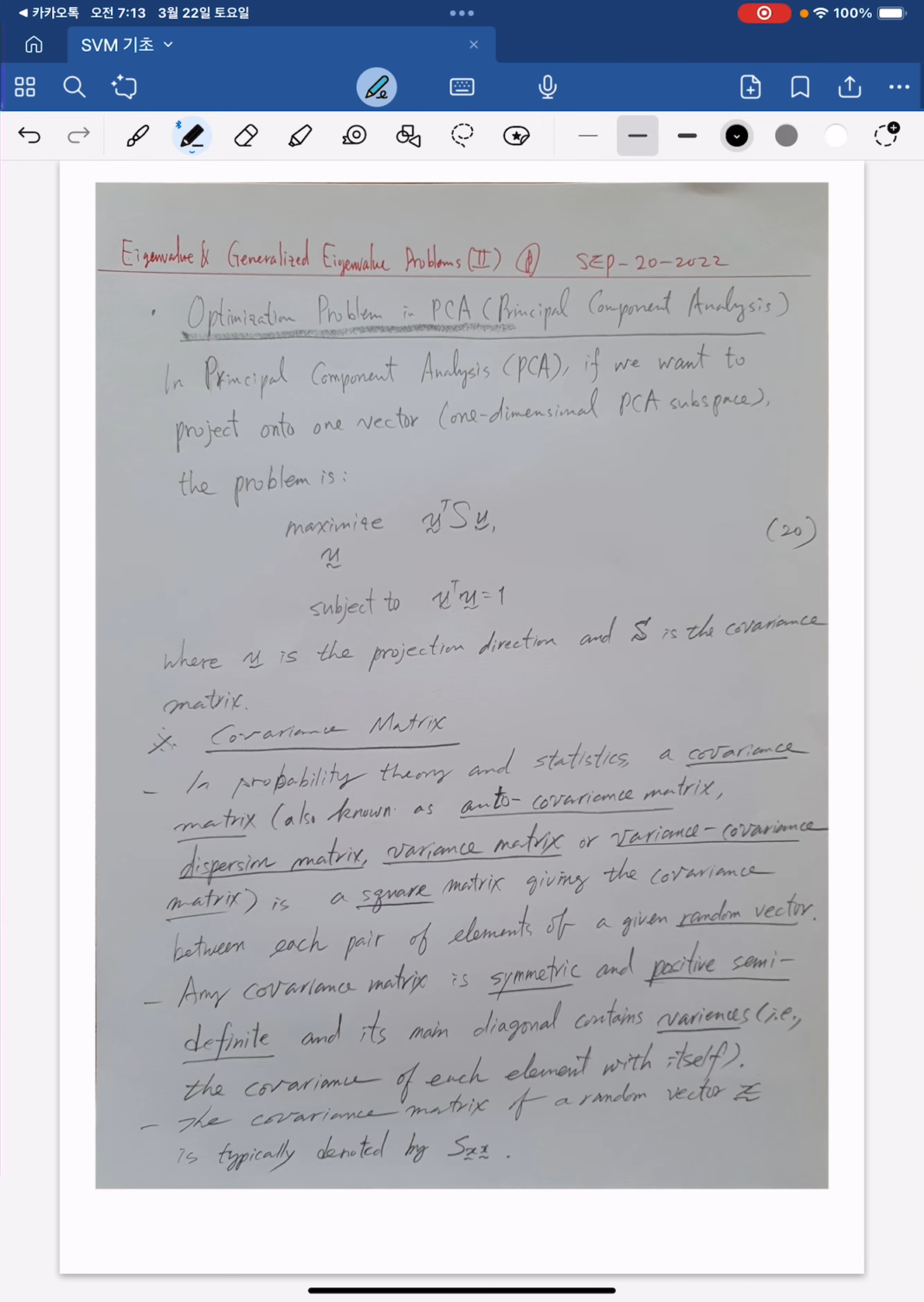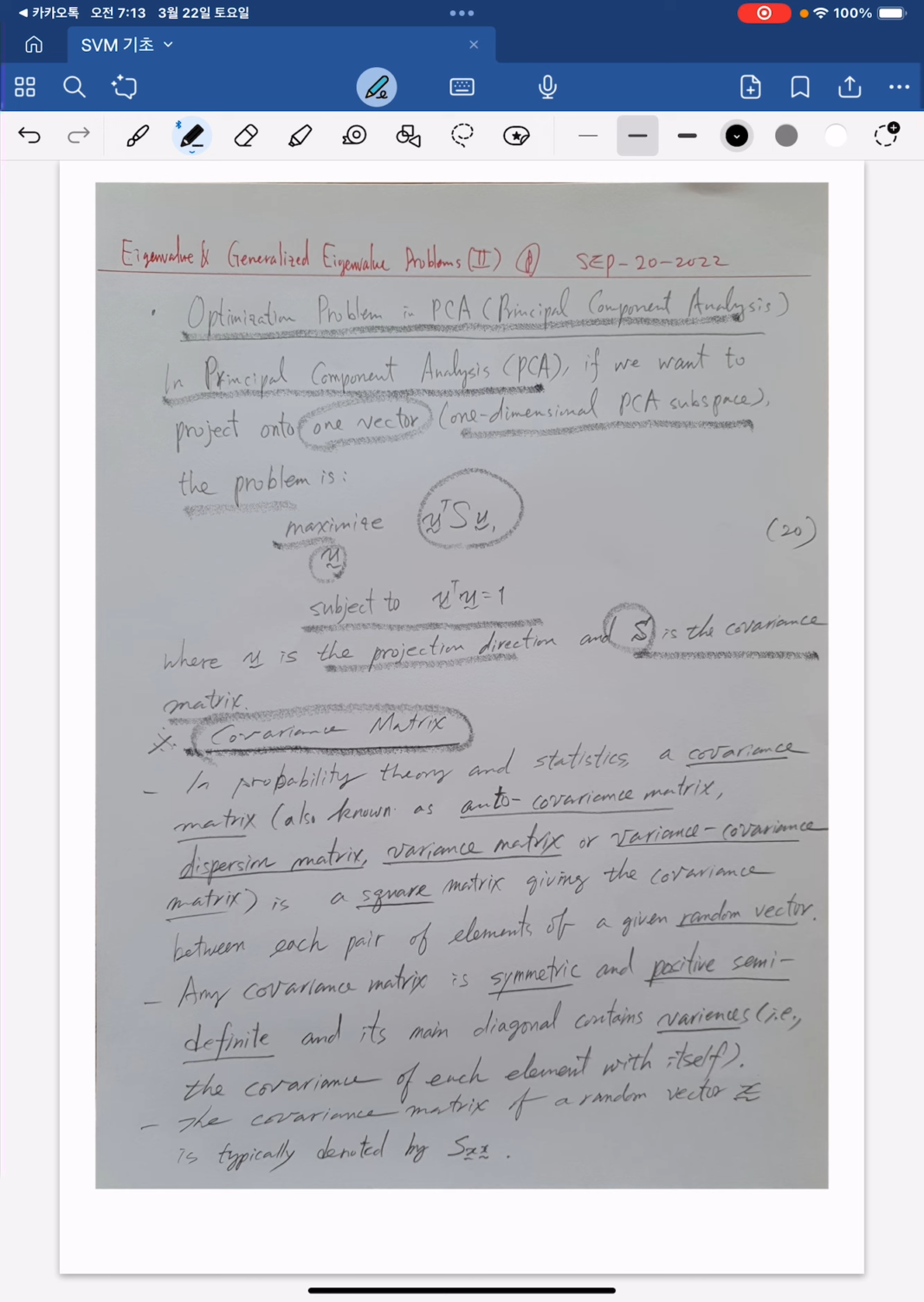Optimization problem in PCA, principal component analysis. In principal component analysis, PCA, if we want to project onto one vector, a one-dimensional PCA subspace, the problem is maximize U transpose S U, subject to U transpose U equal 1, where U is the projection direction and S is the covariance matrix.